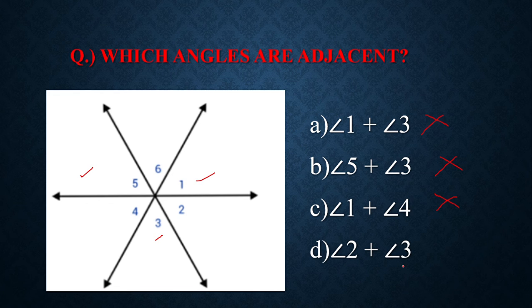Angle 2 and angle 3. So if we see here, angle 2 and angle 3. Yes, it's correct because they are sharing the common arm and common vertex and the uncommon arms are on either side. So this is the correct answer. D is the correct answer. Please make sure you have got the correct answer.